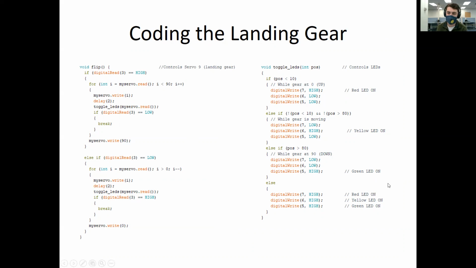On the right is the code for the LEDs. When it's all the way up, the red LED will be on. When it's moving, where the position is between up and down, the yellow LED will be on. And when it's all the way down, the green LED will be on. If for some reason the servo motor is in a position outside of 0 and 90, then all 3 LEDs will come on, letting me know that there's an error with the motor.